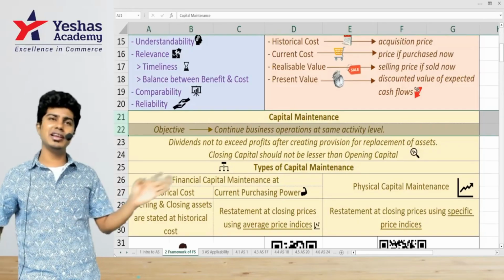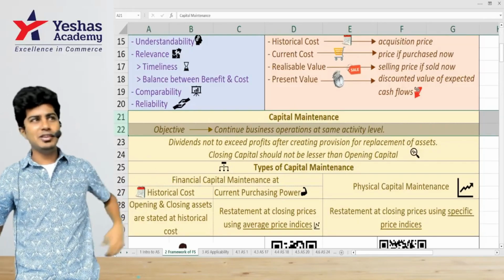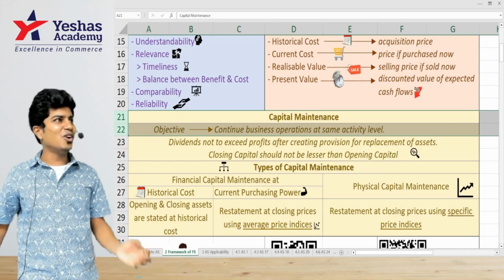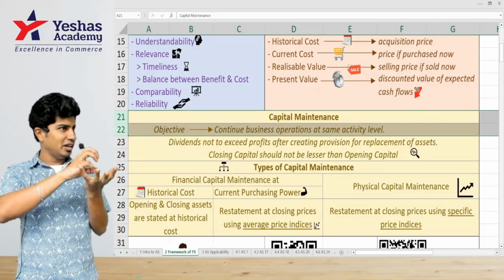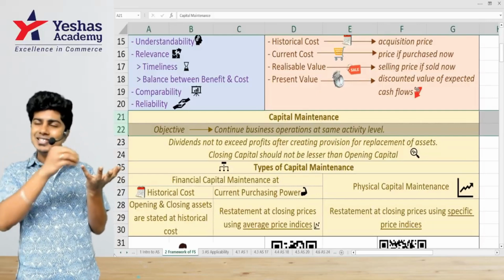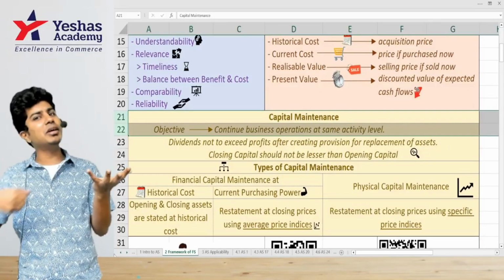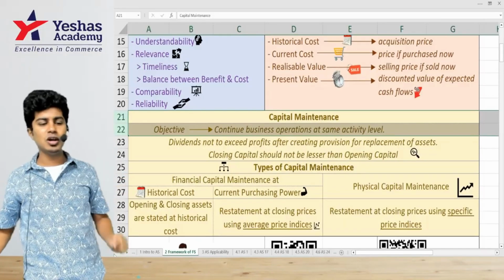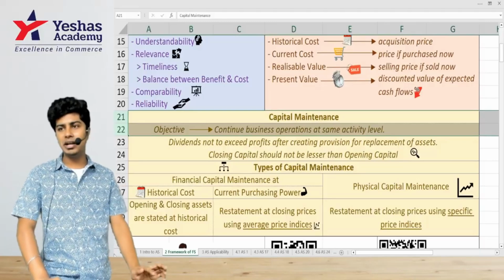If there is no food to eat at home, you will go. So that can't happen. So what do you do? Out of the profit earned, 20, you cannot even withdraw the full 20. Some money you would have to leave there. Only some money you can take home. Everybody understood? That's the spirit of capital maintenance.